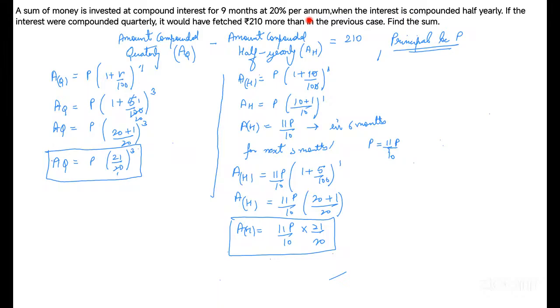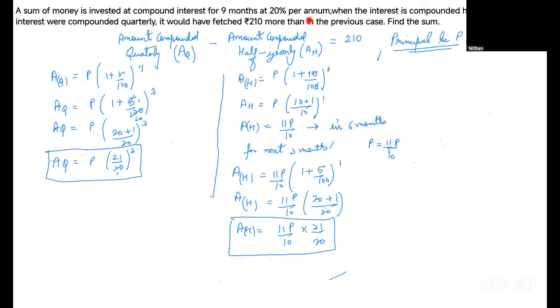So 6 plus 3 is equal to 9 months. Basically, what we did, we split the 9 months into 6 months and 3 months because it's compounded half-yearly. Basically, that is how we did it. Did you understand? Okay, so this is the amount after 9 months.